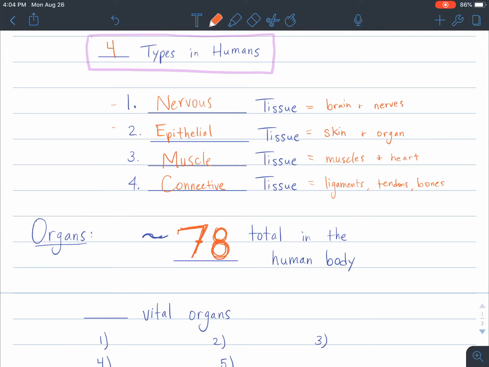For example, your heart has muscle tissue. It's not all muscle tissue, it's mainly muscle tissue, but it has to know when to increase its speed and when to decrease its rate at which it pumps the blood. And so it actually has nervous tissue. It has nerves that also make up part of the heart so that our brain can talk to our heart and our heart can talk to our brain.